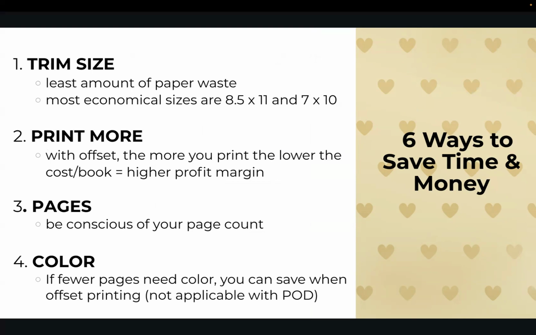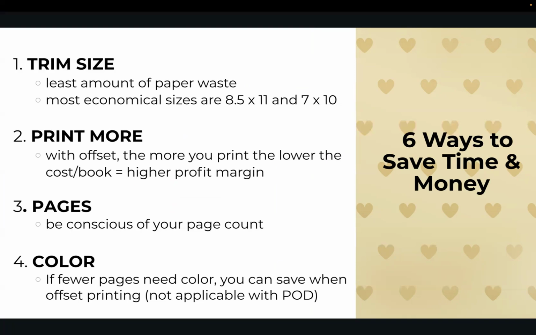Another way you can save is to print more, as I've mentioned. With offset, the more you print, the lower your cost per book, and that means a higher profit margin for you. You can also save on page count. When you lay out your book, look for ways that you can combine pages or be efficient with your page count. With offset, you need a multiple of 4, but it can be any multiple of 4. Some POD printers, I believe, have a minimum page count that can be quite high, so that would influence your price. But just be conscious of your number of pages.